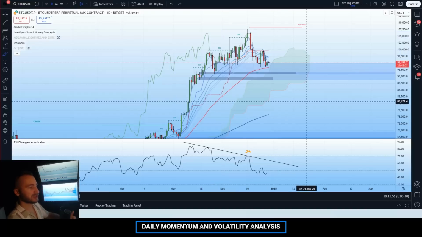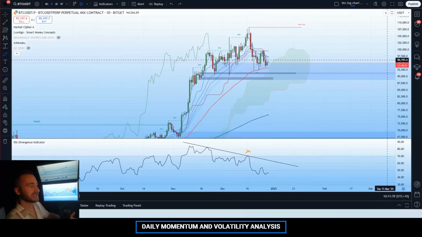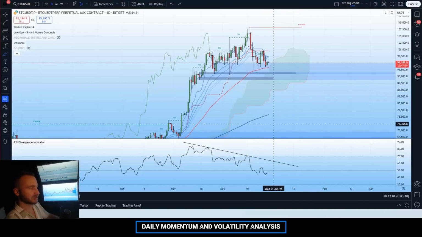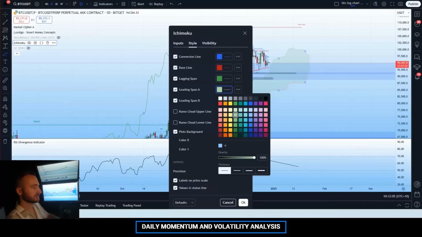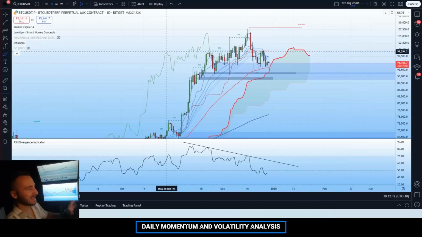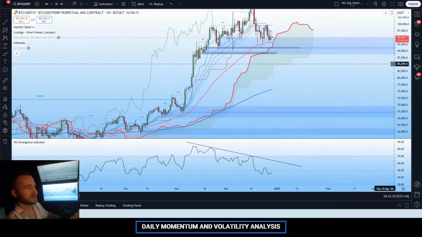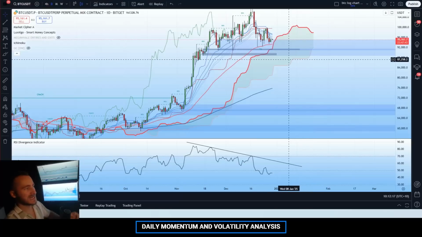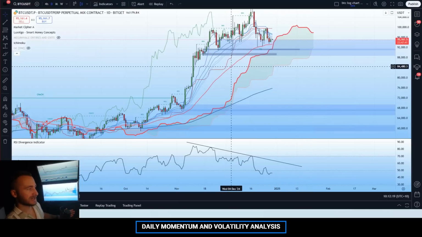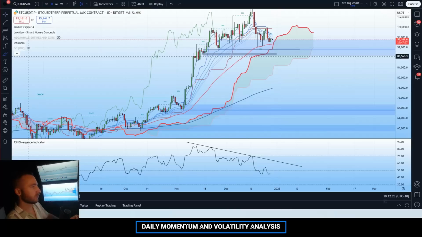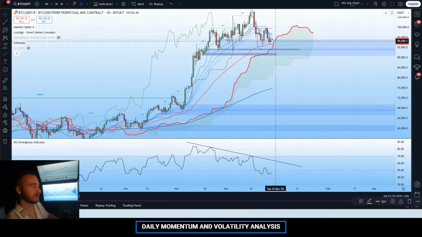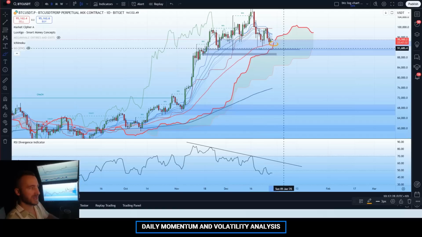As we can see with this correction, we are getting very close to retest the leading span A of the Ichimoku cloud. For those of you who do not know that, I'm just going to go ahead and make this a little bit more visible. This is going to be that, let's just change it to a red so we can see it. This is going to be the upper level of the Ichimoku cloud, okay, the leading span A, the red line, as well as this other red line, which we can see is a 50 EMA. So we have some major points of support from a technical perspective converging at this $92,000 region.